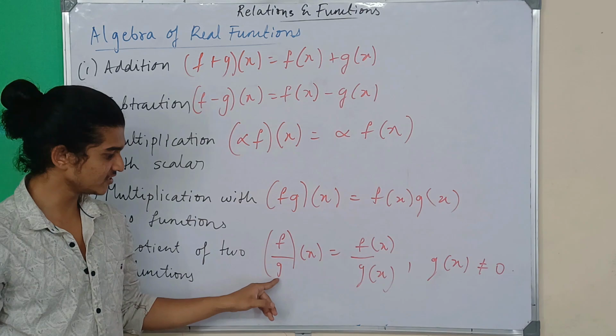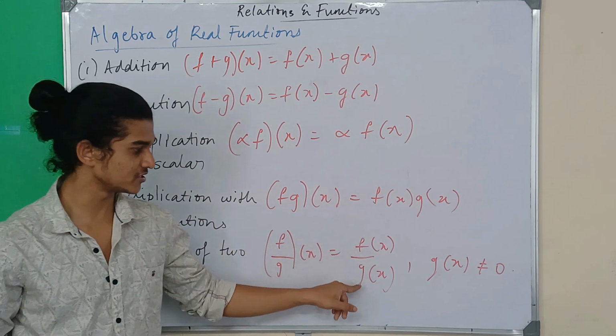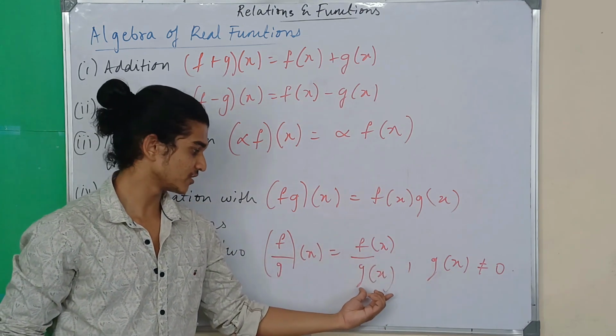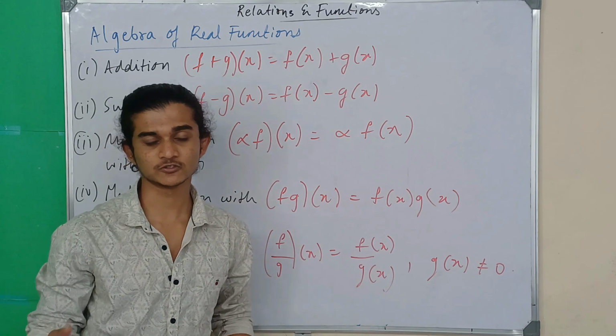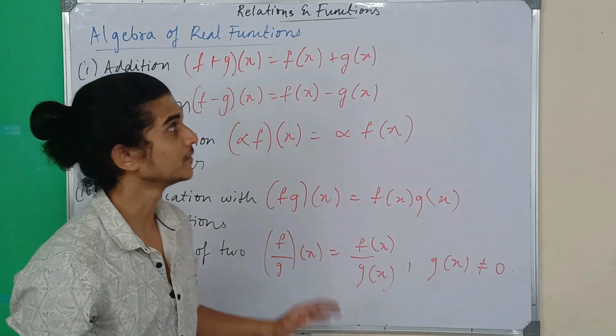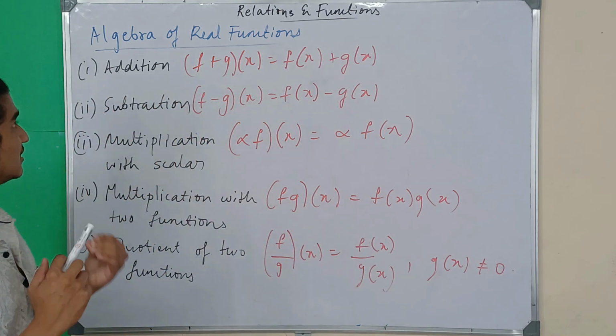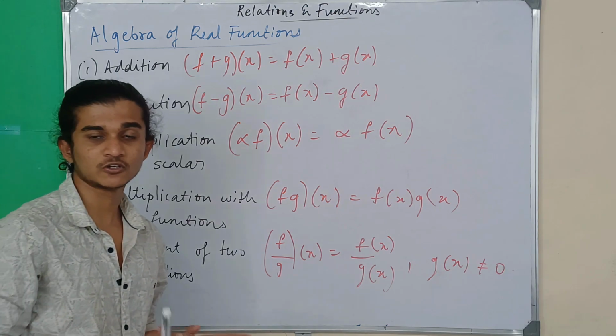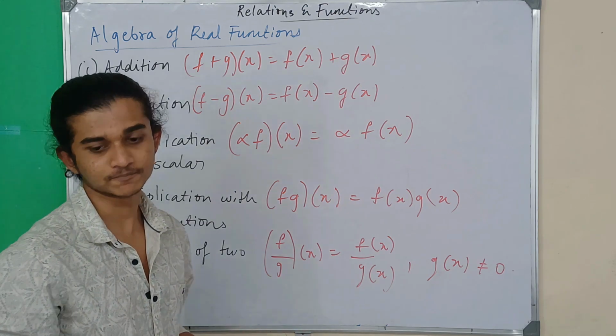So f by g of x is equal to f of x divided by g of x. So yeah, we have to make sure that g of x is not equal to 0, because if it becomes 0, it turns into infinity. So these were the different types of algebra of real functions. Now let us try to solve a few problems on this to have a better understanding.